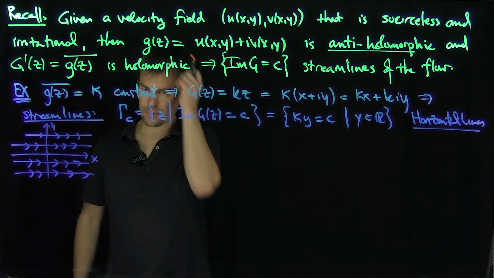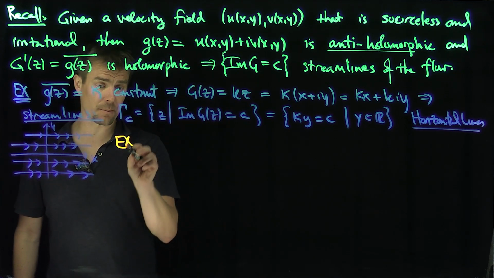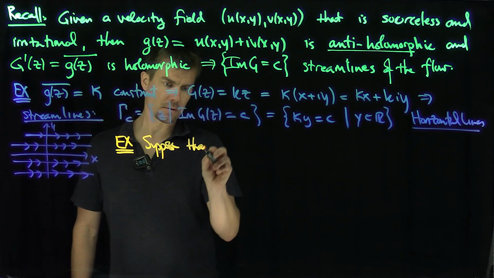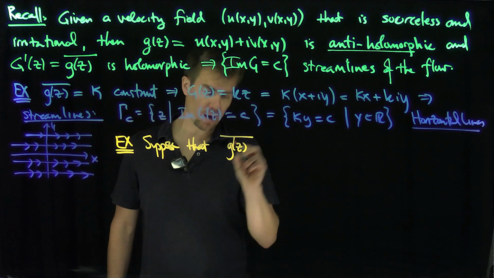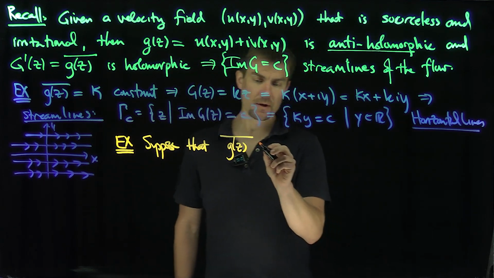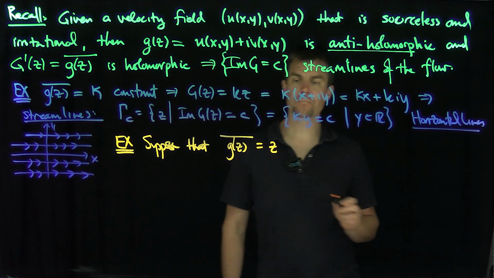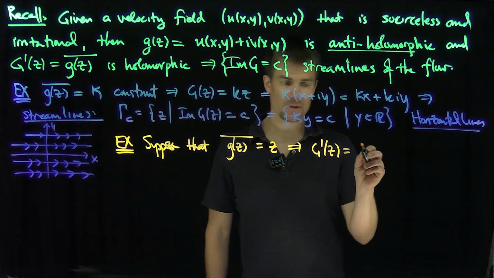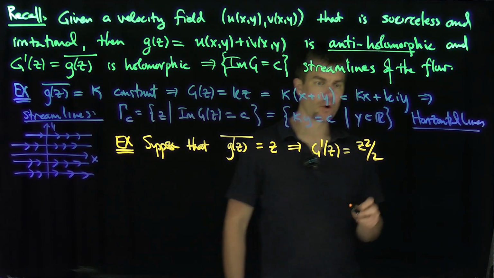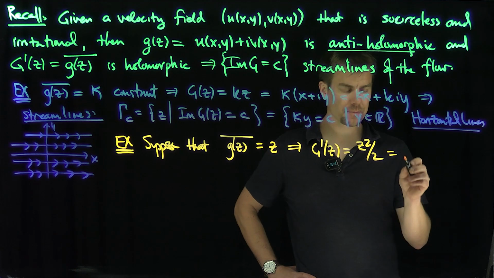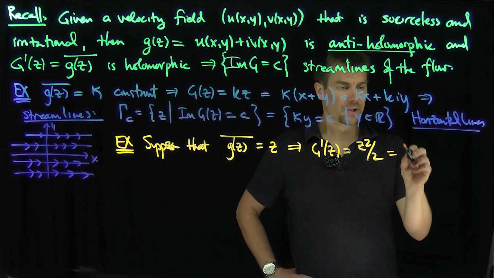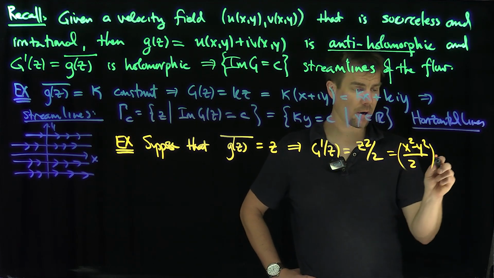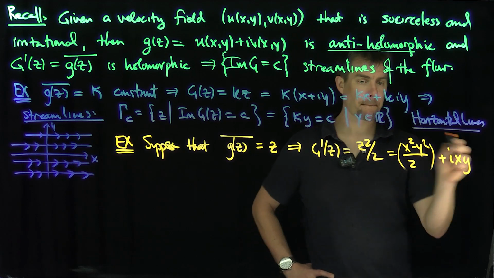Good. All right, let's do the next example. The next most elementary example, actually. Let's suppose that g of z bar, this has to be holomorphic, right? Is just plain old z, okay? Then what's the complex potential? Then g of z is going to be z squared over 2, okay? Which is what in real and imaginary parts? This is going to be just x squared minus y squared over 2, right? That's the real part. The imaginary part is just going to be i times xy, okay?